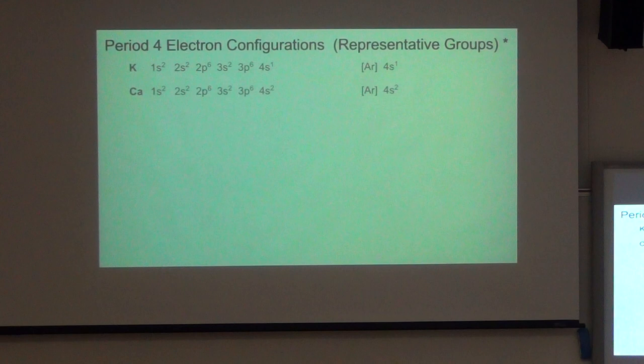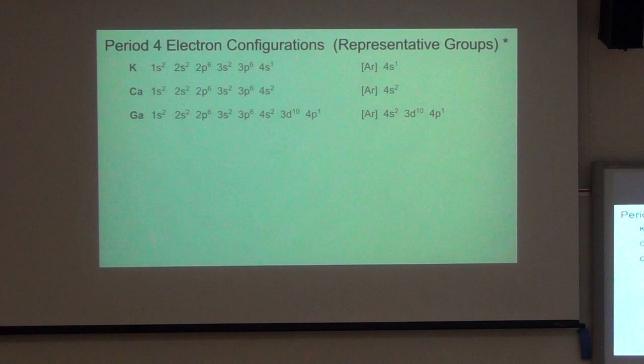As we go to the next element over, we have to skip a whole bunch and get to gallium, Ga over there. We've got the 3d10 in here, but we do have the 4p1. That's kind of similar. There's only this one little thing that's different. But notice, the number that's in front is still a 3. That's a different energy level. It's in the fourth period on the periodic table, but it's from a different energy level.